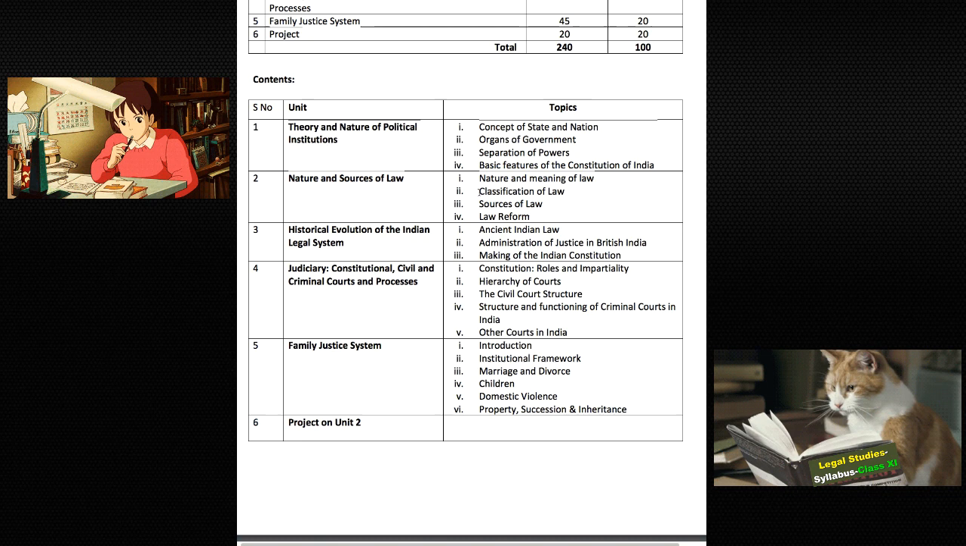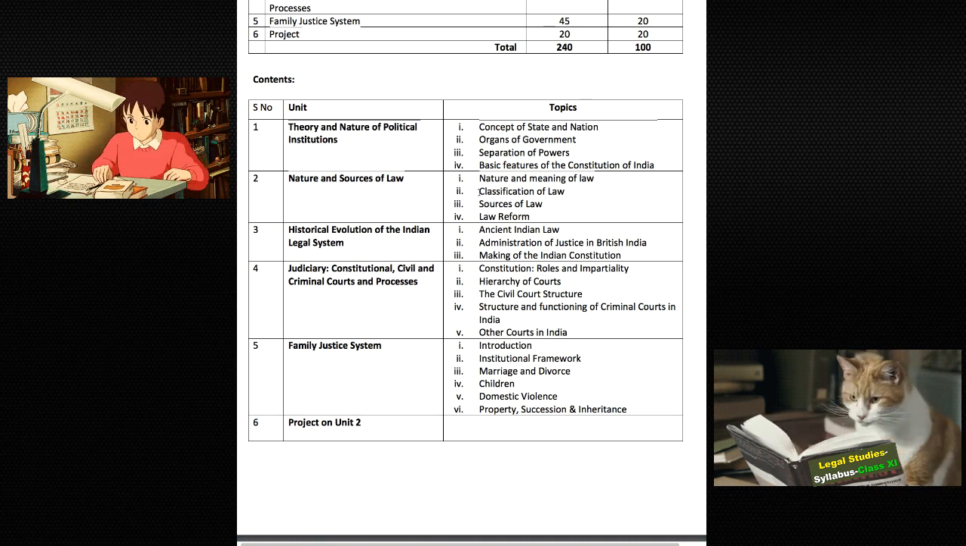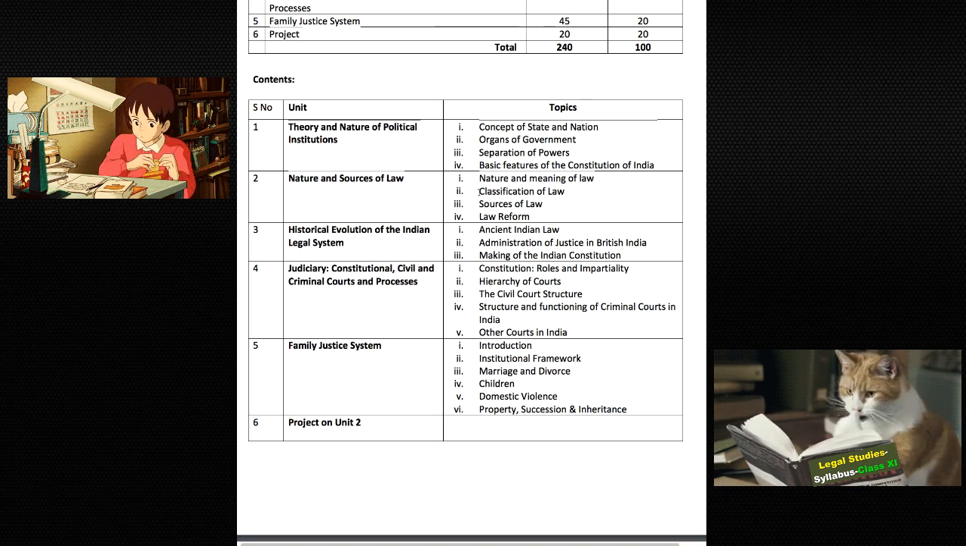Again, we have the Indian Penal Code, Criminal Procedure Code, Indian Evidence Act, Family Law, isn't it? So civil law. There are so many laws, but we will study them accordingly and step by step so that you can understand easily. But at this point in time, my purpose is to let you know what the syllabus is that we need to study.